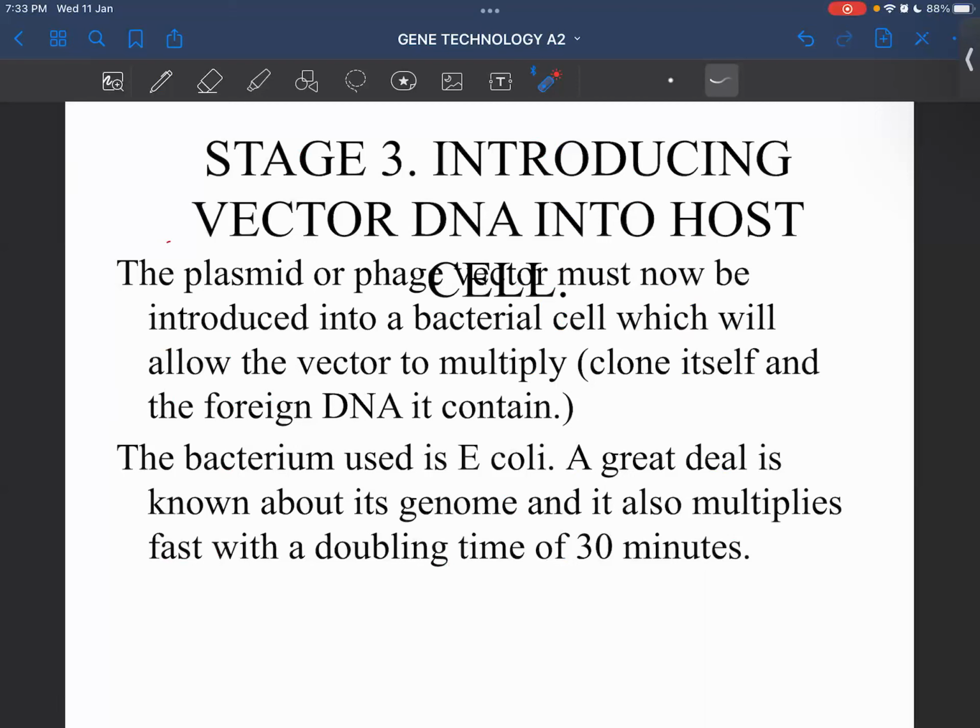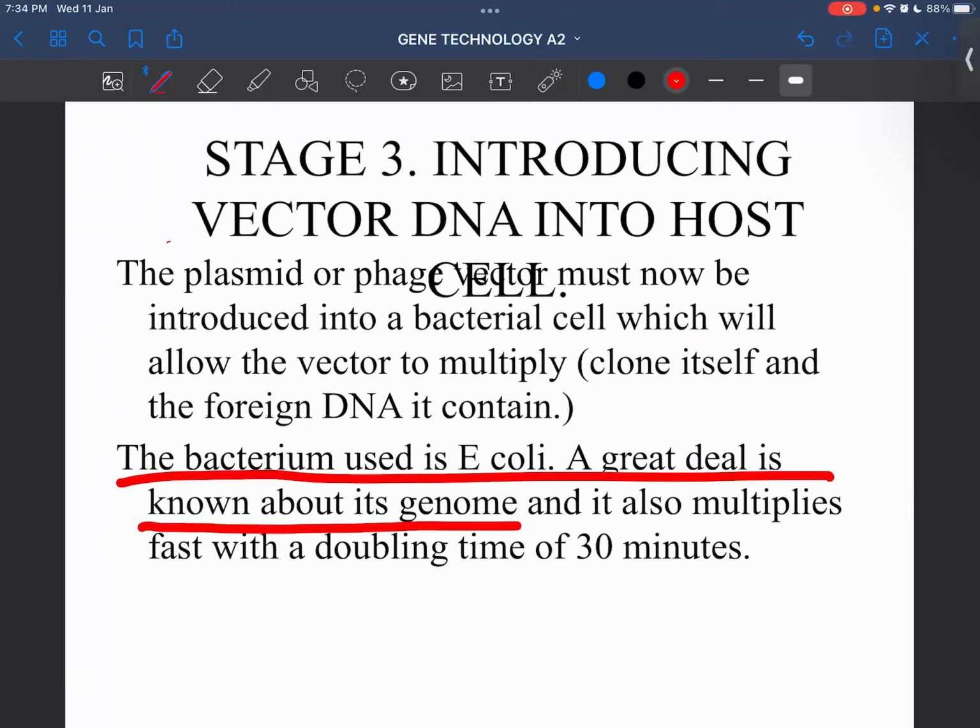तो हम क्या करेंगे? अब जाहिर है हमें बैक्टीरियम लेना है और बैक्टीरियम की सेल मेम्ब्रेन या सेल वॉल को ब्रेक करना है, तो इसमें हम शुरू में भी हम इकोलाई लेते हैं, इसमें भी हम इकोलाई ले रहे हैं. And what do we do? Let's only read this part. The bacterium used is E. coli. A great deal is known about its genome. Genome means उसका जो genetic makeup है, and it also multiplies with a doubling time of 30 minutes.